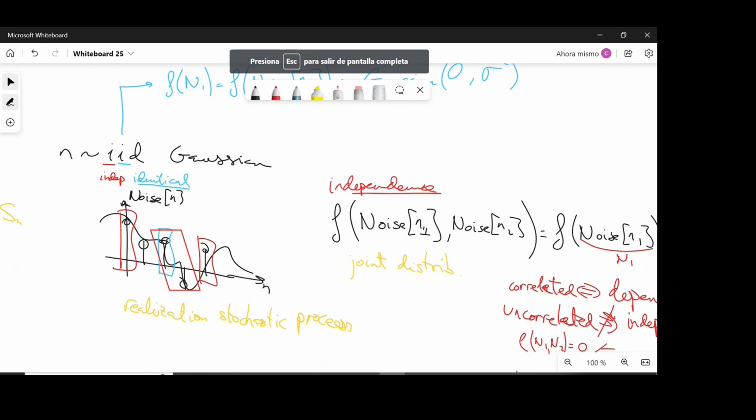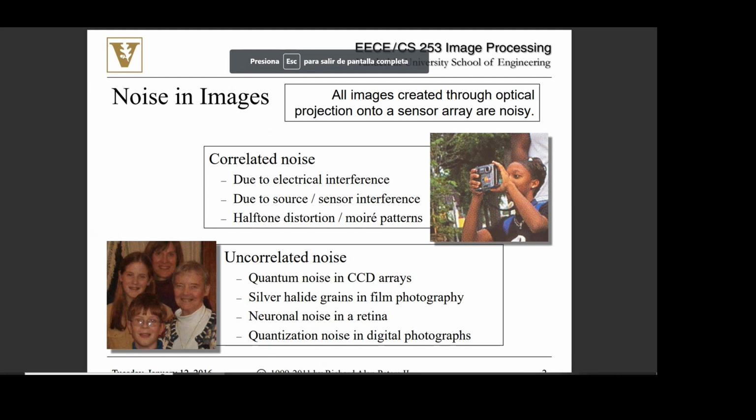Now we go back to our slide. So we have two kinds of noises, uncorrelated noise and correlated noise. Uncorrelated noise means that given the noise at a given sample, you don't know anything else about the noise in any other sample. For instance, typically the noise in cameras, CCD arrays being the technology for the cameras. If you have some noise in one of the pixels, you don't know what will happen in any other pixel.